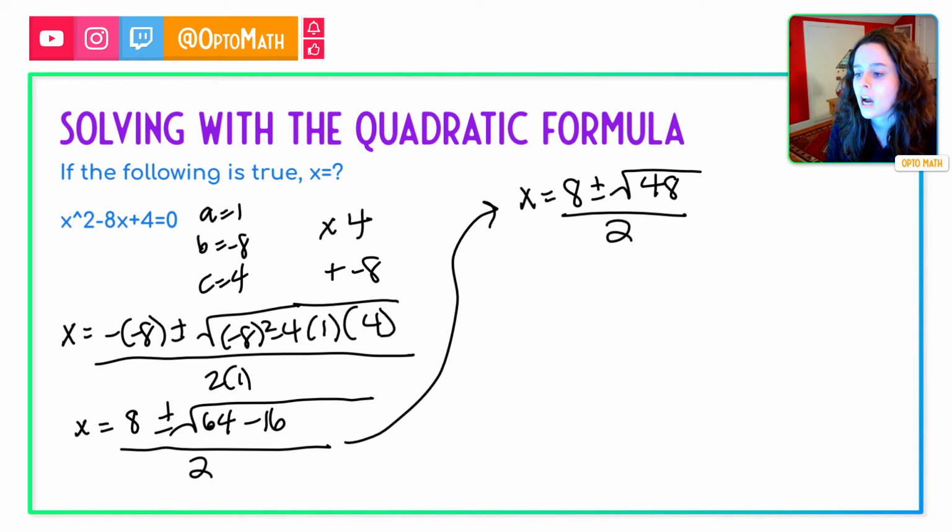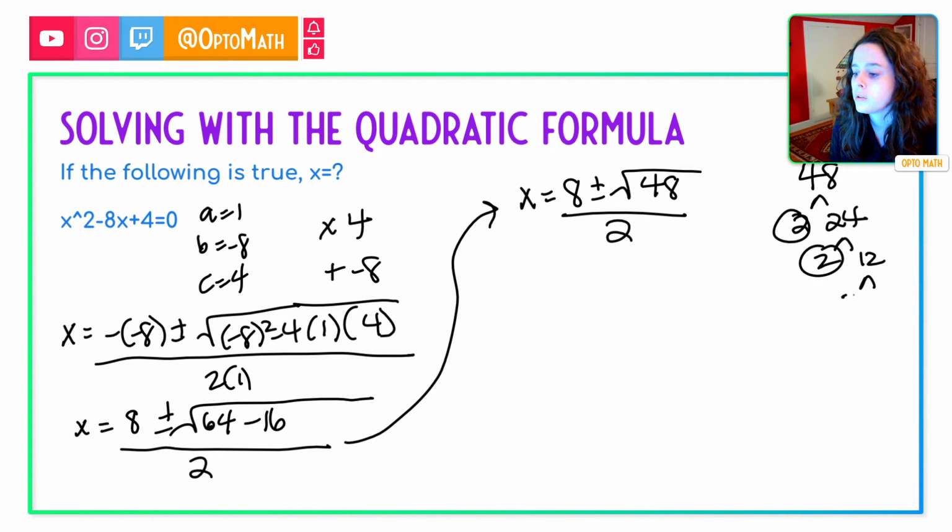Now I would go ahead and do the factor tree for 48 to simplify that radical. 48, you could do 2 and 24. Then you could go 2 and 12. Then you could do 2 and 6. And 2 and 3. Okay.